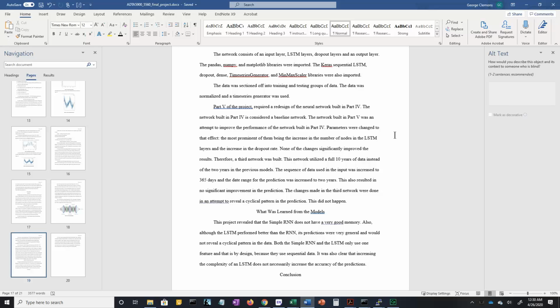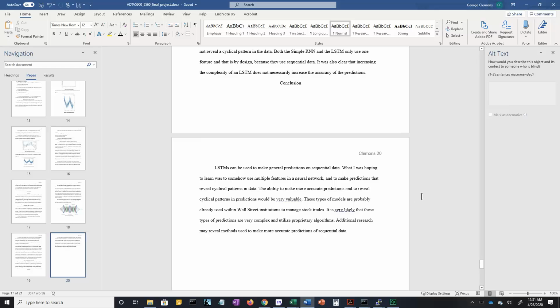What was learned from the models was that a simple RNN does not have a very good memory. Also, although the LSTM performed better than the RNN, its predictions were very general and would not reveal a cyclical pattern in the data. Both the simple RNN and the LSTM only use one feature, and that is by design because they use sequential data. It was also clear that increasing the complexity of an LSTM does not necessarily increase the accuracy of the predictions.